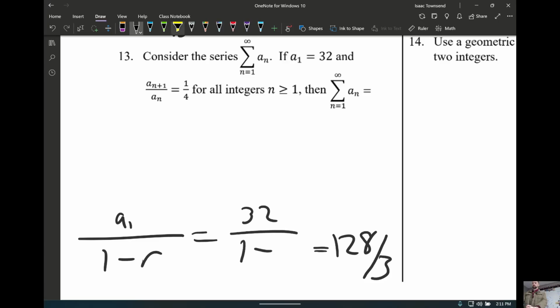So the last real mystery to this question is, what is r? Let me focus in on this here. How does a sub n plus 1 compare to a sub n? What's the relationship between these two? It's a ratio because they're being divided, sure. But I'm saying, what's the difference between the a sub n term and the a sub n plus 1 term? a sub n times r.